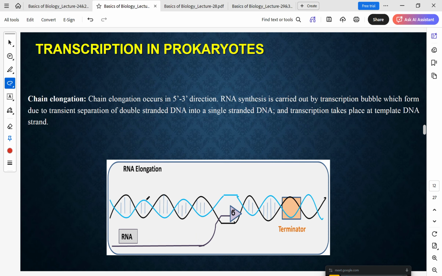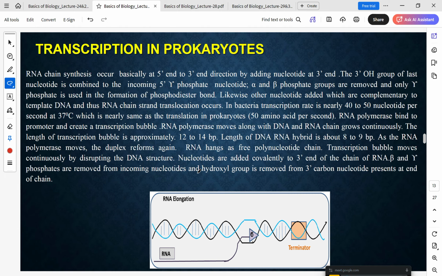Next is chain elongation, which occurs in a 5' to 3' direction. It is carried out by something known as a transcription bubble, which forms due to transient separation of the double-stranded DNA into single-stranded DNA. The transcription takes place at the template DNA strand. So this particular thing is known as the transcription bubble, where the DNA is separated. There is the transcription machinery present in that bubble.